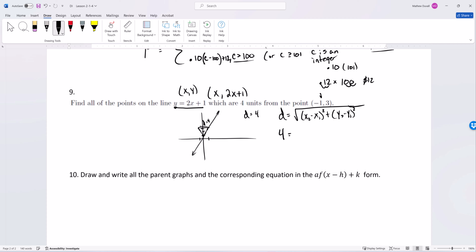Our distance is 4. And then I could say this is x1, x2, y1, y2. And so now I'm going to get, so x2, so negative 1 minus x, squared, plus, and now I get y2 minus y1, so y2 minus y1, which is 2x plus 1, in parentheses, squared.